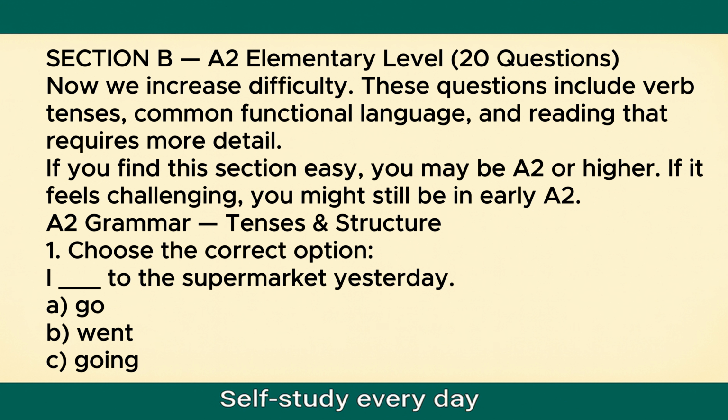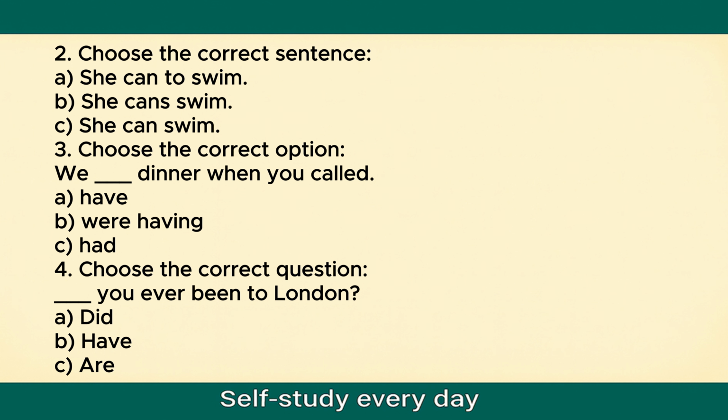A2 grammar, tenses, and structure. 1. Choose the correct option. I blank to the supermarket yesterday. A. Go. B. Went. C. Going. 2. Choose the correct sentence.